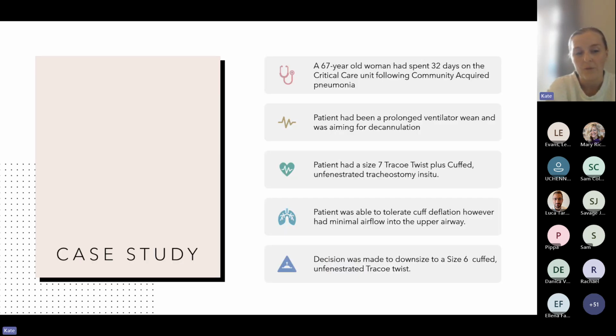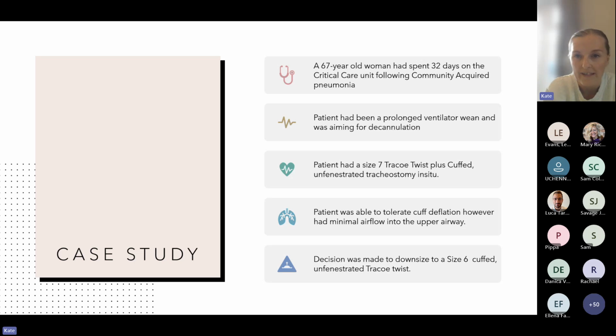I then just briefly want to go into a case study. This is actually from our unit, but I've taken most of the data out just to make it a little bit easier. We had a 67-year-old woman who spent 32 days on our critical care unit following a community-acquired pneumonia. She had prolonged ventilator weaning, and at this point she was now off the ventilator and on high flow, and we were looking at trying to decannulate her. The patient had a size 7 Tracheo Twist Plus tracheostomy in situ. It was cuffed, it was unfenestrated.